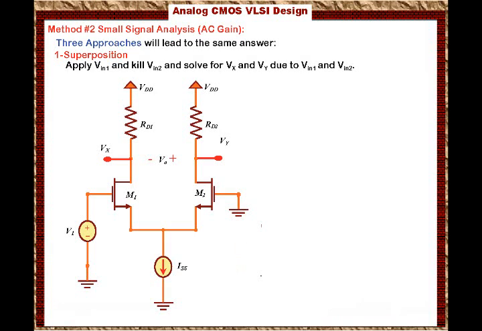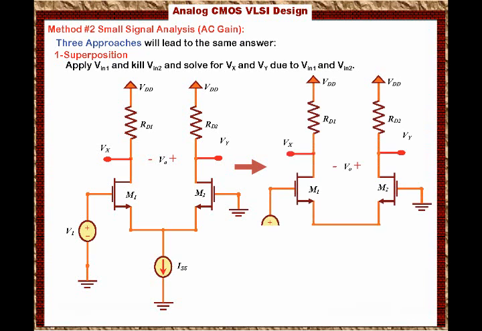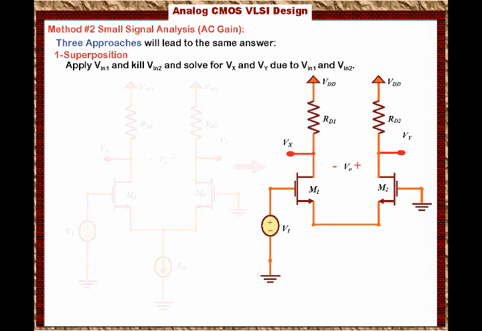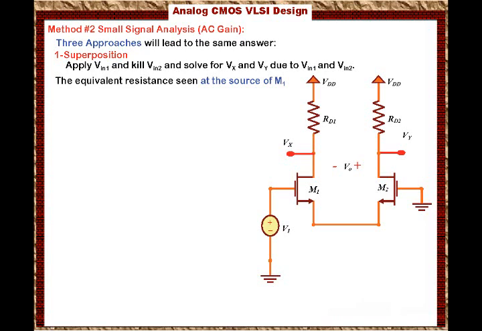And now, as you see here, we have applied V1 and we have killed V2, and we are interested in the AC signal analysis. So basically what that means is the current source becomes open circuit, and now we can analyze the circuit using AC signals. So one of the things we will be looking at is what's the equivalent resistance seen at the source of M1. Basically we will look outside the source of M1, which is basically looking into the source of M2.